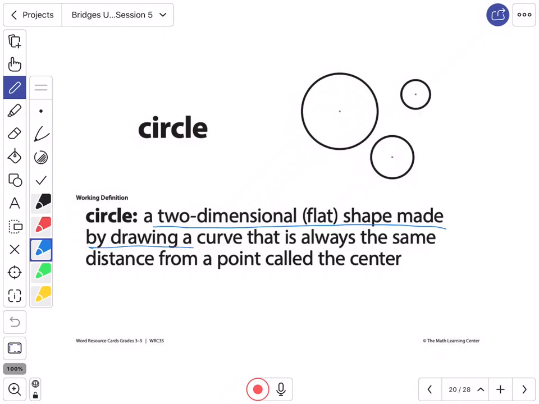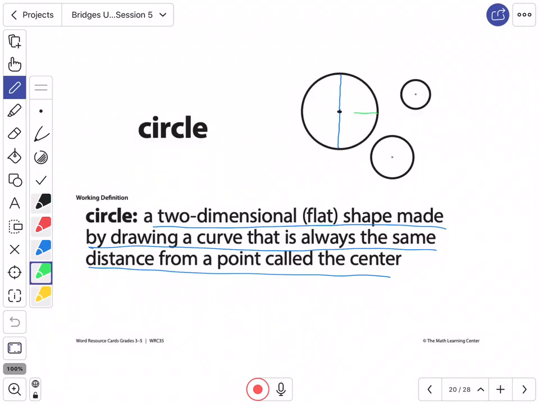So if we had our number cards in the classroom, I would show you that this would be the number card that I would put up for a circle. And you can see that there are 3 different sized circles here. A circle is a 2-dimensional flat shape made by drawing a curve that is always the same distance from a point called the center. So like I was showing you earlier, the same distance from a point.